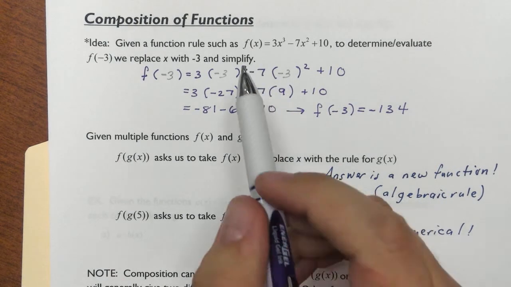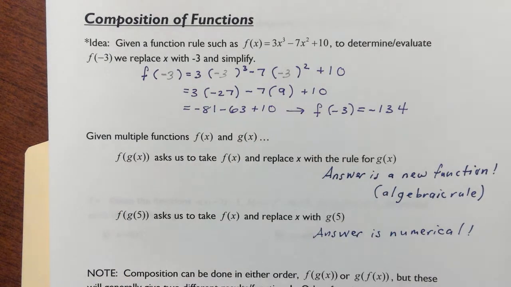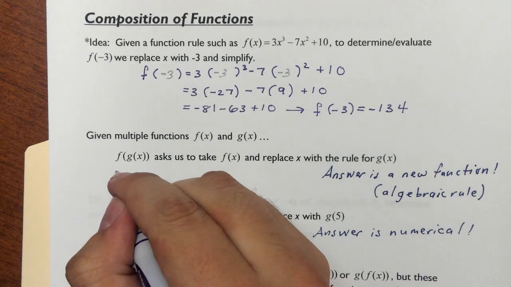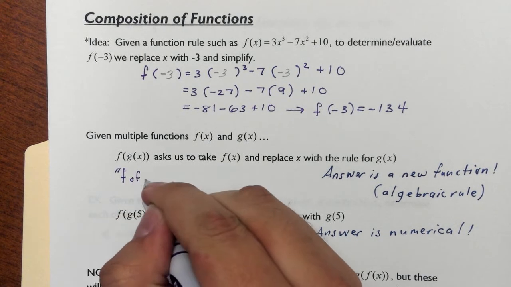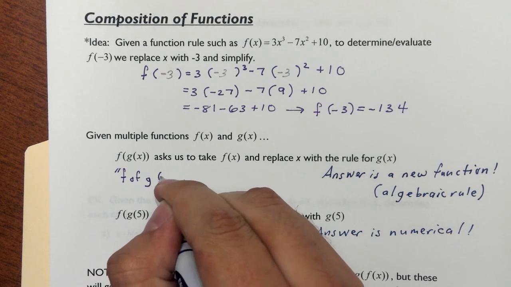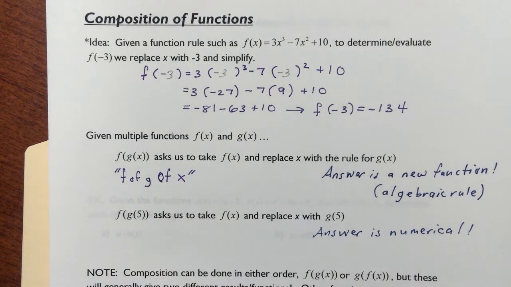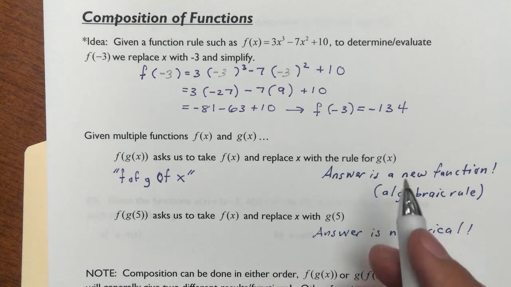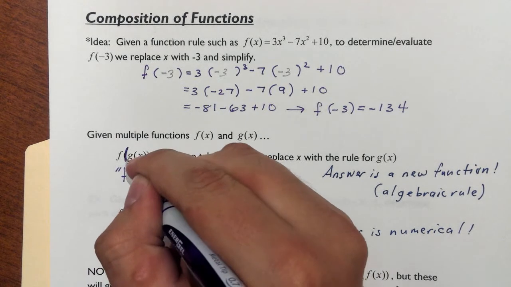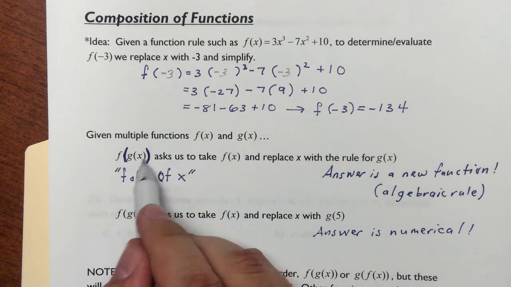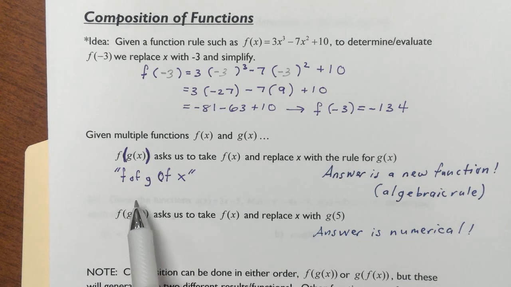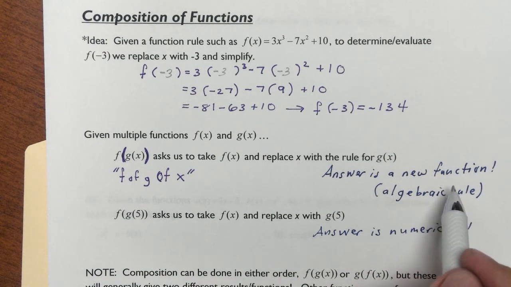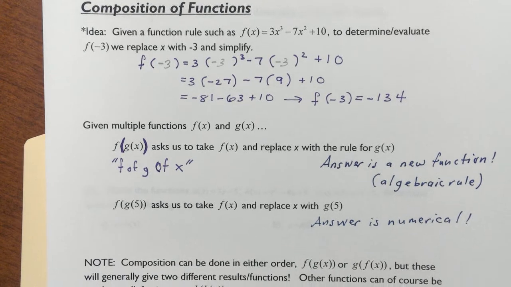Keeping that same idea in mind of what f of x and f of negative 3 tells us, if you're given multiple functions, f of x and g of x, f of g of x, which is how this is read, is asking us to take f of x and replace each x in that rule with the rule for g of x. So you see here, if you want to draw these a little bit bigger, this is saying f of this. So I take a function, I plug it into f, and the answer I'm going to get is a new function, a new algebraic rule.